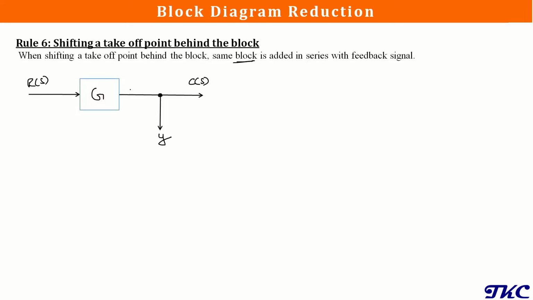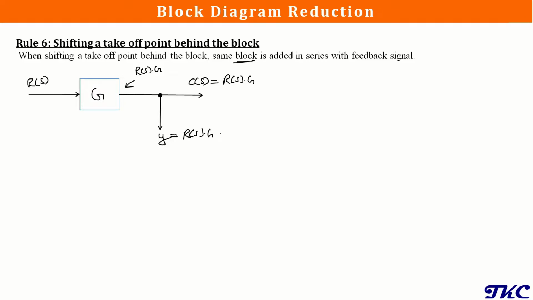Now let's find what the value of Y is here and what the value of the output is. The signal after this block will be the multiplication of this input and this transfer function, so it will be R of S into G, and this same signal will give us the output. So the output will become R of S into G, and the same value we will have for Y also, because it is again a point sensing the output line C of S, so it will be R of S into G.